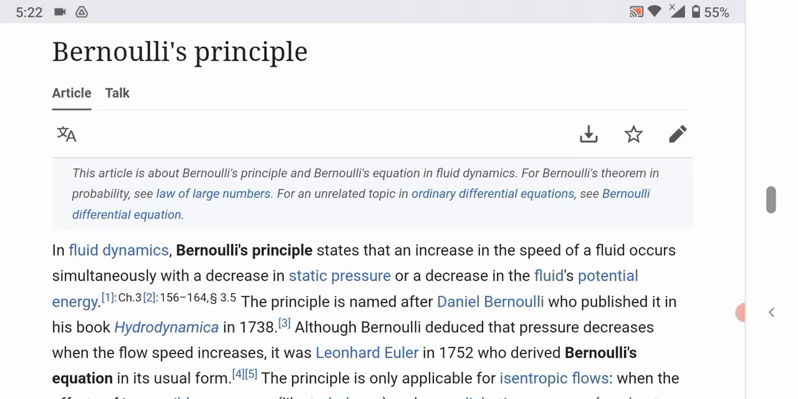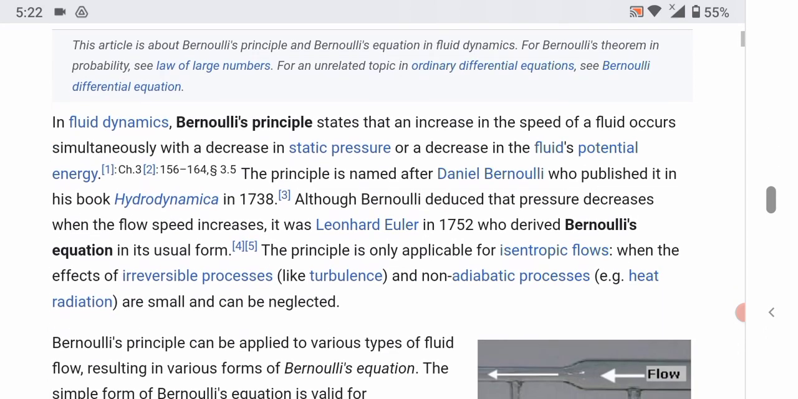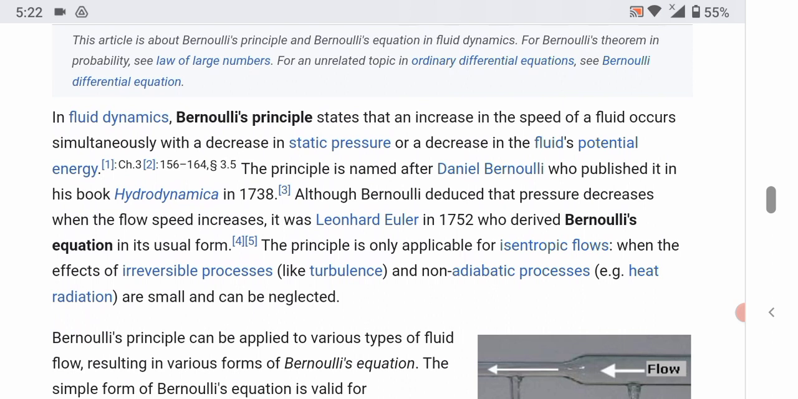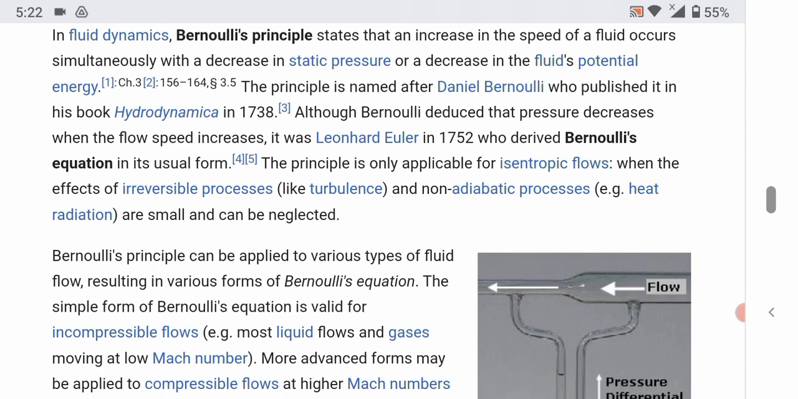Bernoulli's principle. In fluid dynamics, Bernoulli's principle states that an increase in speed of fluid occurs simultaneously with a decrease in static pressure or a decrease in the fluid's potential energy. The principle is named after Daniel Bernoulli, who published it in his book Hydrodynamica in 1738.